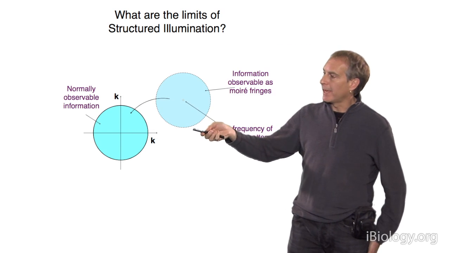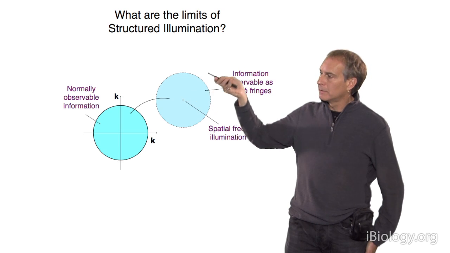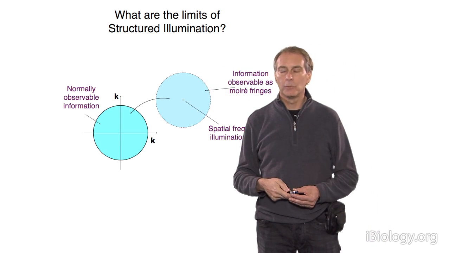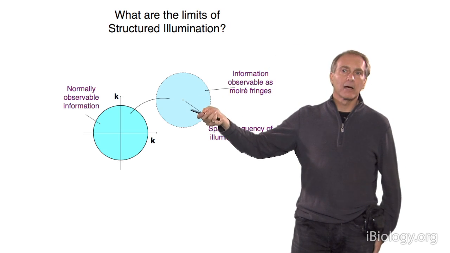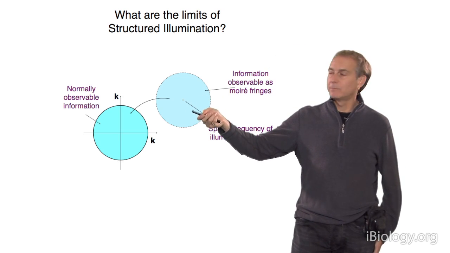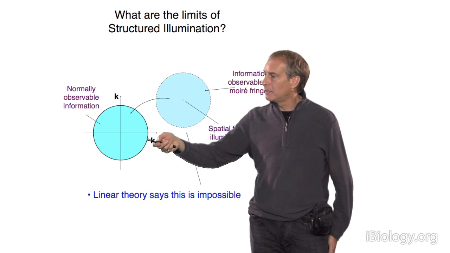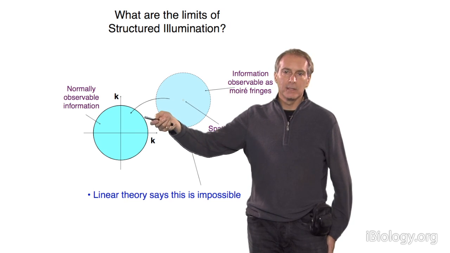If we could do that, then we could get information about arbitrary sample information at any resolution you wanted. The problem is how do we ever create a pattern that has higher frequency content and can fit through the objective lens? And linear theory says that this is impossible, that you're limited. The best you can do, as I showed you before, is you put the illumination pattern right at the limit of the numerical aperture of the objective lens.